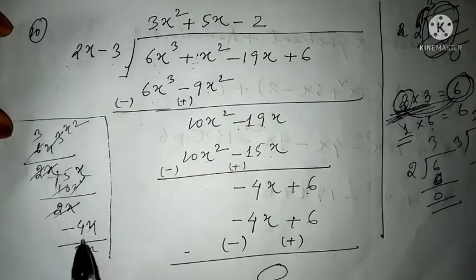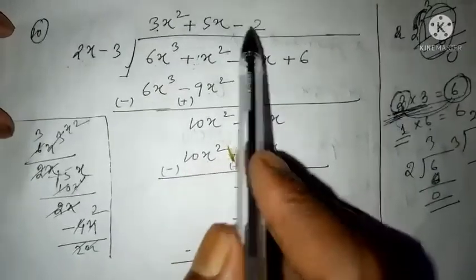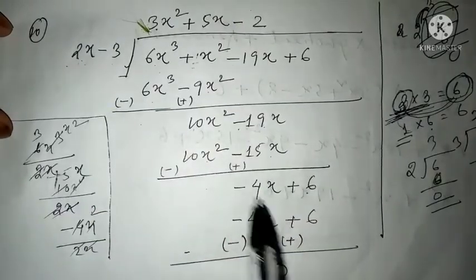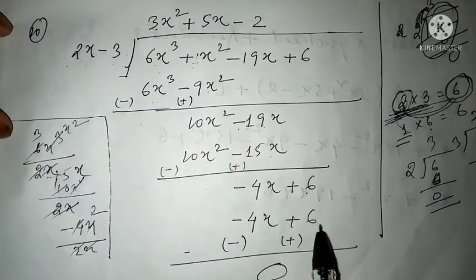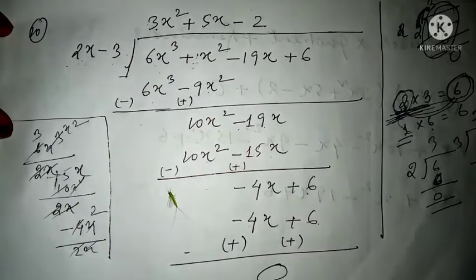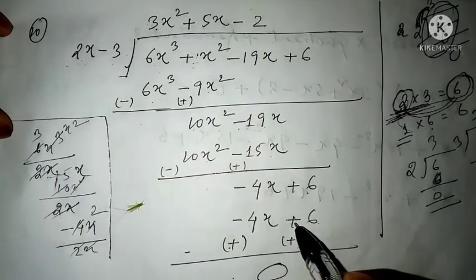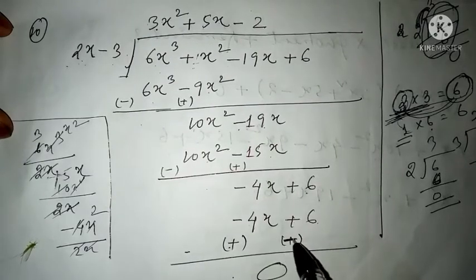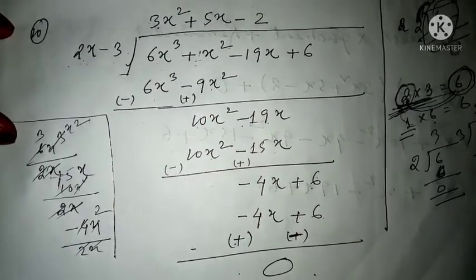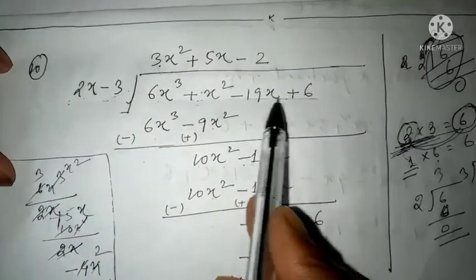The x cancels, 2 divides minus 4, that is minus 2, so you write here minus 2. Then 2 into 2, that is 4, minus 4x, minus into minus, that is plus, 2 into 3, that is 6. Then it is minus, so we have to assume this one is plus. Then plus 4x minus 4x is 0, and 6 minus 6 is 0, so our remainder is 0. Now I can say 2x minus 1 is a factor of this whole polynomial.